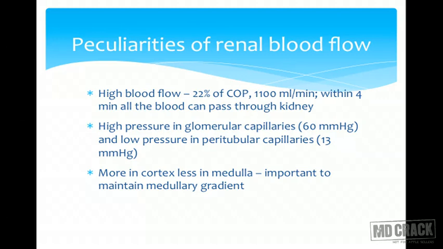So what is the next peculiarity of the renal blood flow? High pressure at the glomerular capillaries, but at the same time low pressure in the peritubular capillaries, which is equal to 13 mm of Hg, which favors absorption.